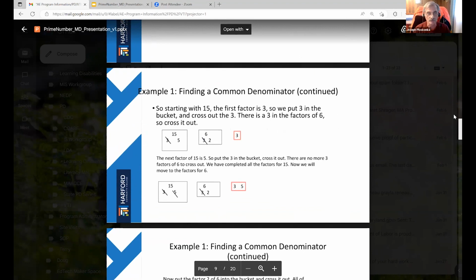So what you do is, we've got the numbers 15 and 6. The prime factors of 15 are 3 and 5, and for 6 are 3 and 2. So you pick the first factor of 15, which is 3, and you put it in the bucket. Then you see that 3 is also a factor in 6, so you cross that out. You go back to the bucket and cross out 3. Then you take the next factor, which is 5, and you put the 5 in the bucket, cross it out, and check to see if it's in 6. It's not in 6. Okay, next slide, please.